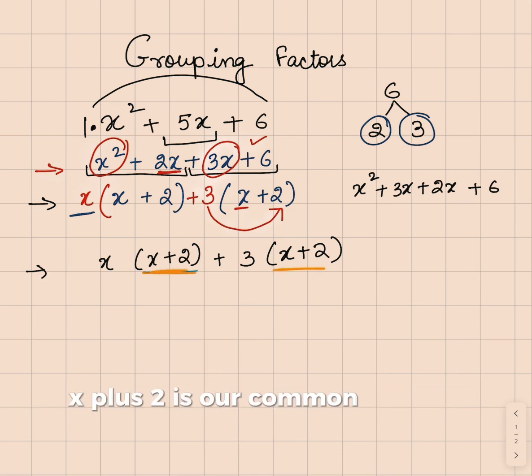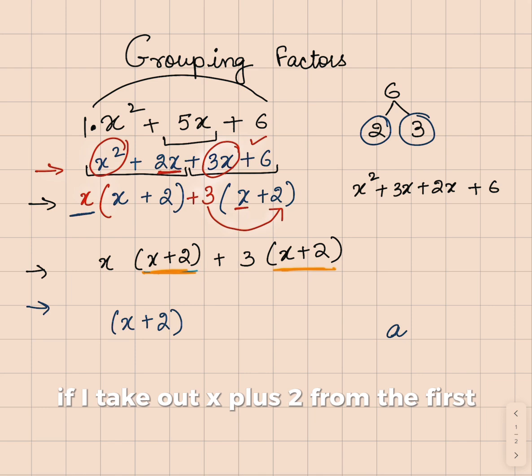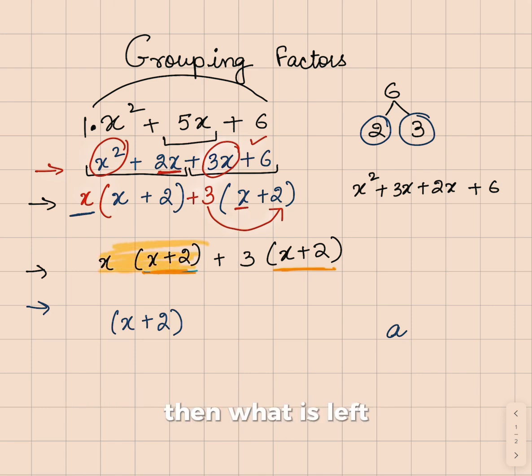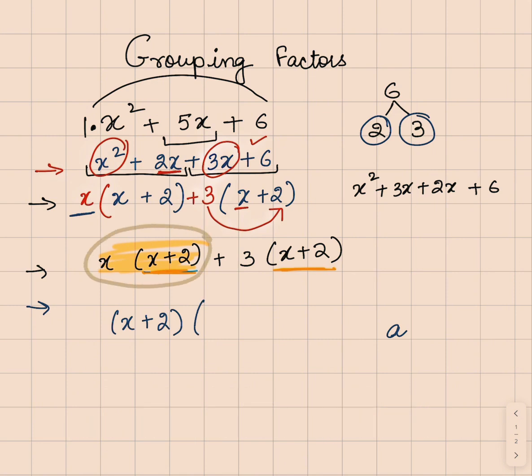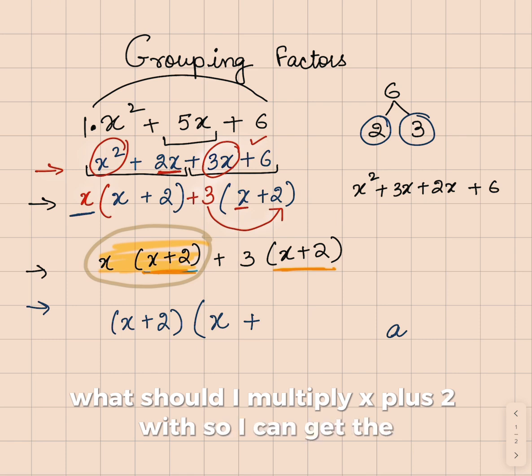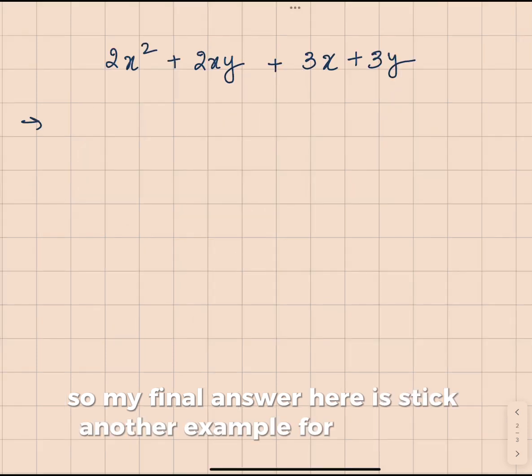Now let's take this scenario and put this for the expression we have. x plus 2 is our common term in this case. So if I factor out x plus 2, let me take out x plus 2 like I took out a. If I take out x plus 2 from the first term, then what is left? What should be multiplied by x plus 2 to get back my first term? It would be just x. And similarly, what should I multiply x plus 2 with so I can get the last term? What is the missing factor here? It would be 3. So my final answer here is x plus 2 times x plus 3.